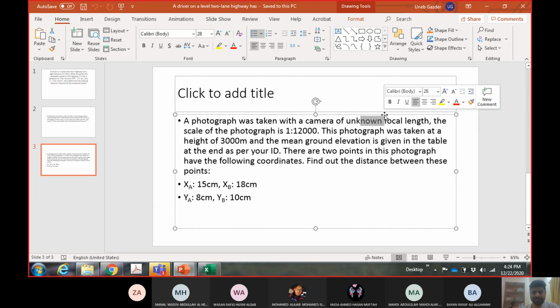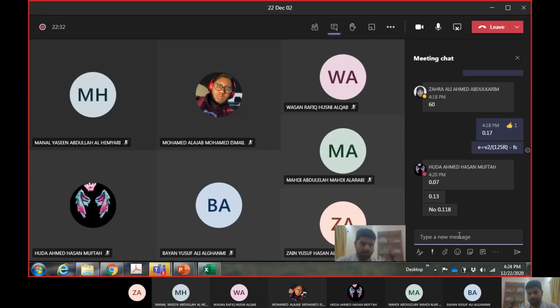So the distance equation is this one. You take the square root. Let me make a bigger bracket here. Square root of (x a minus x b) square, plus (y a minus y b) square, and then you close the square root. This is the equation.